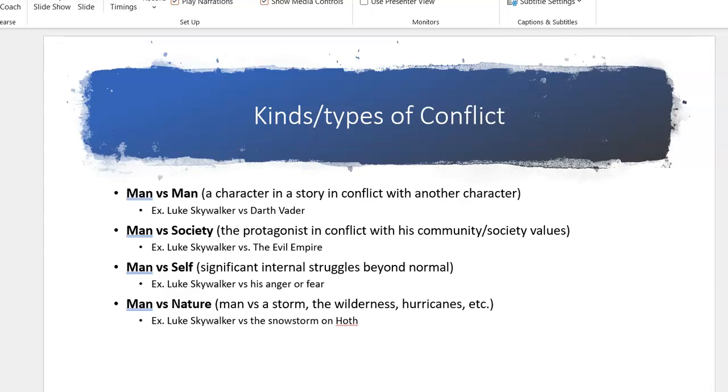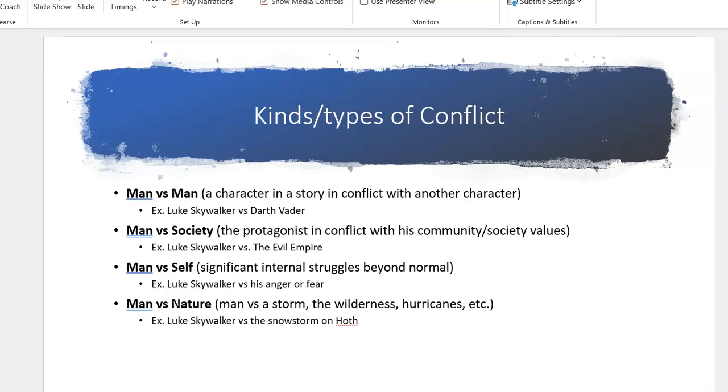Right now, he's fighting the snowstorm to survive. So the conflicts can shift, even though the protagonist may stay the same. Luke Skywalker is our hero, our protagonist, and Darth Vader is always his antagonist, and the evil empire is always an antagonist. Other things can come up along the way.